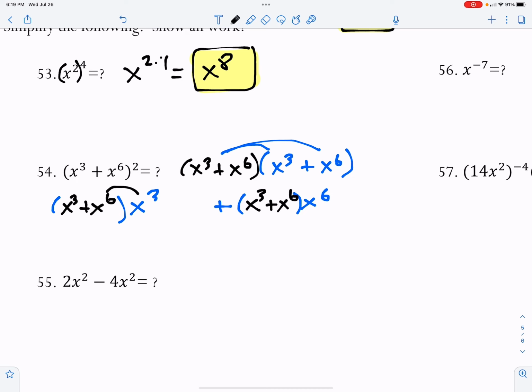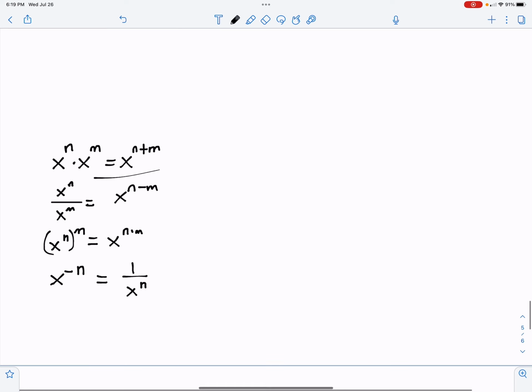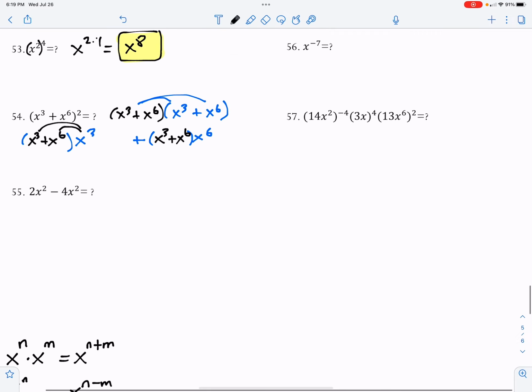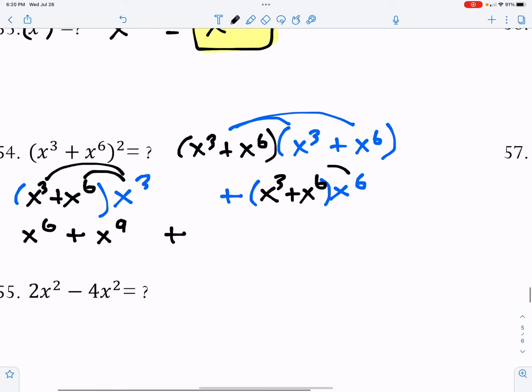So we're going to distribute this and this. So x to the 3rd times x to the 3rd. To do this, we're using our property that when multiplying the same base, we add the exponents. So x to the 3rd times x to the 3rd would be x to the 6th, plus x to the 3rd times x to the 6th is x to the 9th, plus, now we're distributing across this, x to the 6th times x to the 3rd is x to the 9th, plus x to the 6th times x to the 6th is x to the 12th.